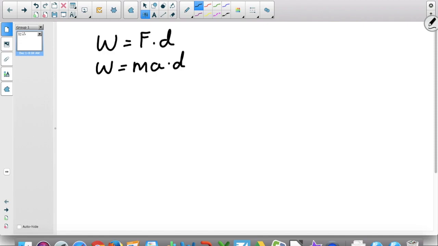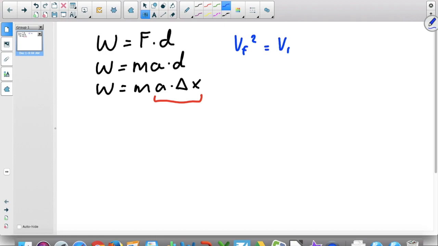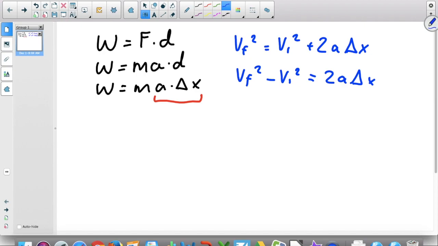Now, if we assume 1D motion, we can think of displacement as a change in the x direction. That's where our displacement is going to be. If we think back, we've seen a delta x show up in one of our equations. Matter of fact, it showed up in the Vf squared equals V initial squared plus 2a delta x equation. If I rearrange this, V final squared minus V initial squared equals 2a delta x, and I can bring the half over.